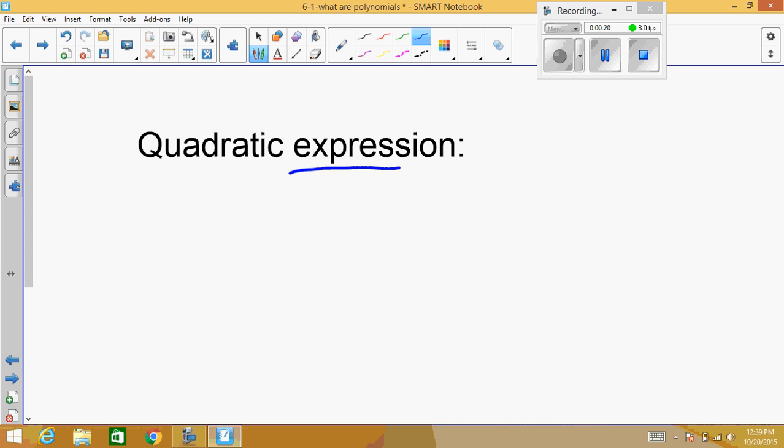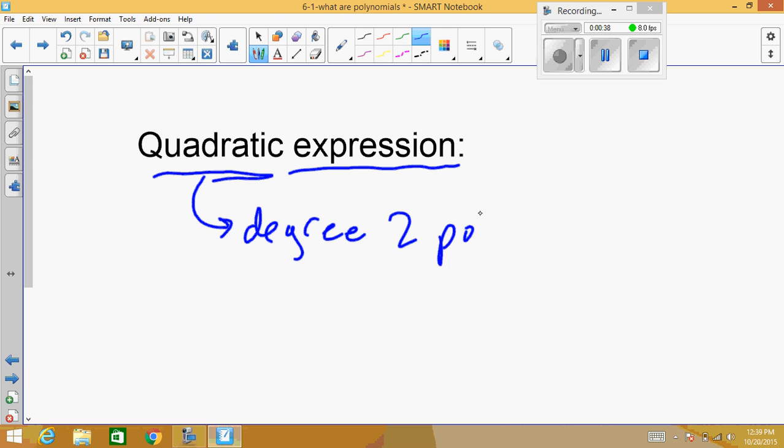Remember back from earlier discussions, maybe even all the way back to Algebra 1, an expression is a mathematical phrase. There's no equal sign. It's not a complete sentence. So a quadratic is something that has degree 2 polynomial. So we've got a quadratic, we've got a degree 2 polynomial, we've got an expression, so no equal sign.